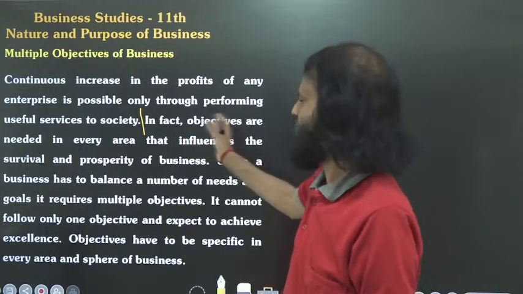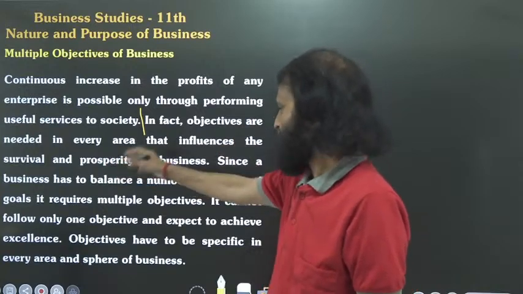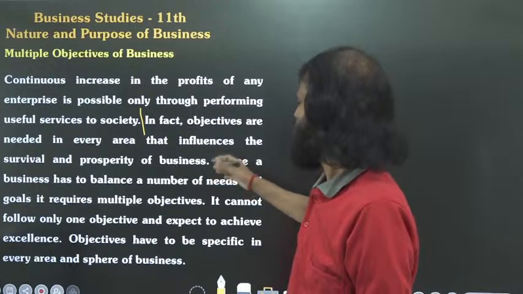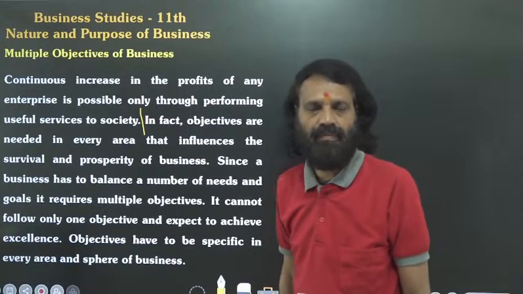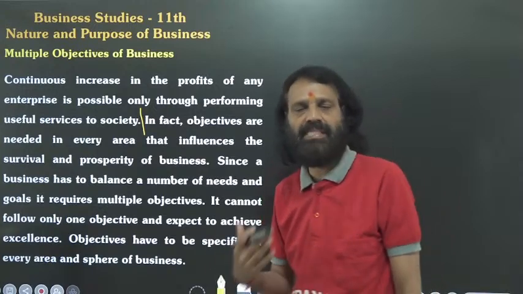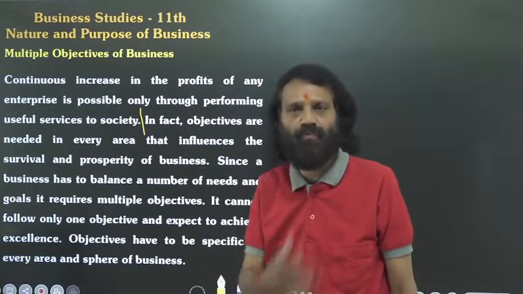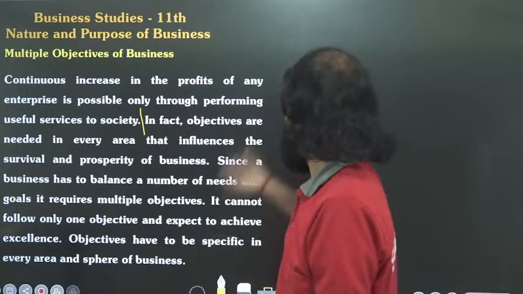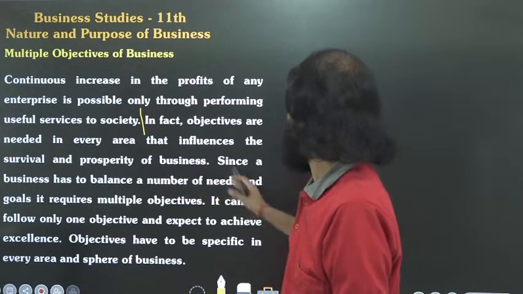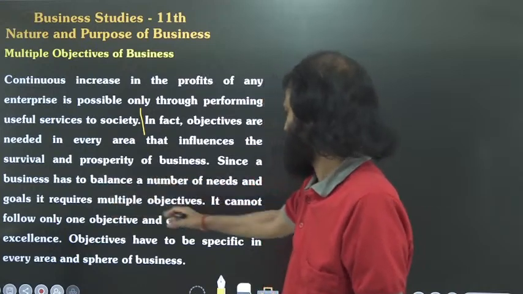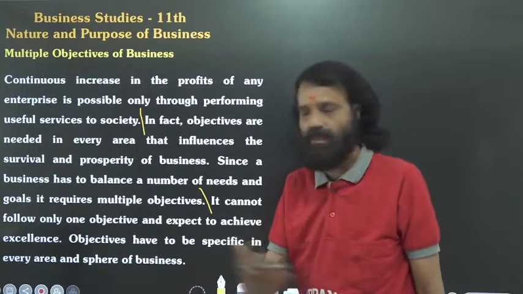In fact, objectives are needed in every area that influences the survival and prosperity of business. Then only we can improve the business. So, the ultimate aim, the goal of a business, is to provide better service and focus on the welfare of people. That is what we are going to study more about the business today. Since a business has to balance a number of needs and goals, it requires multiple objectives. We wanted to know what are the objectives to be attained in the business.